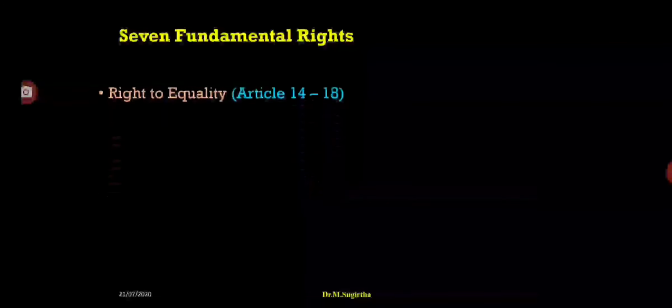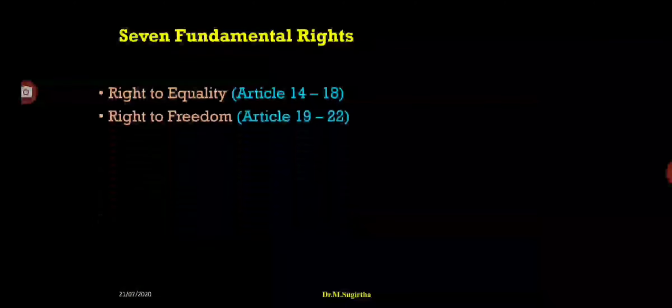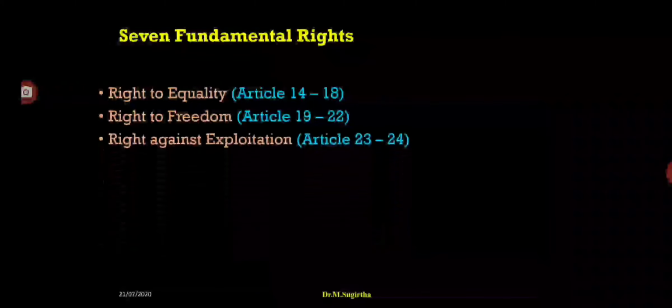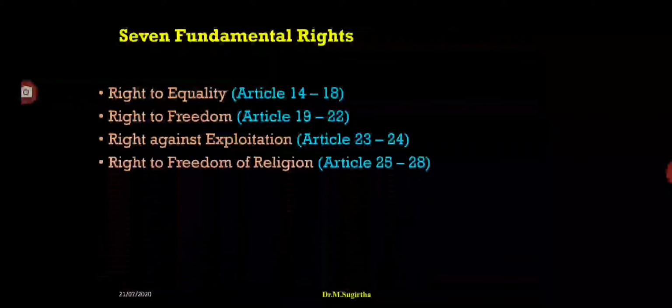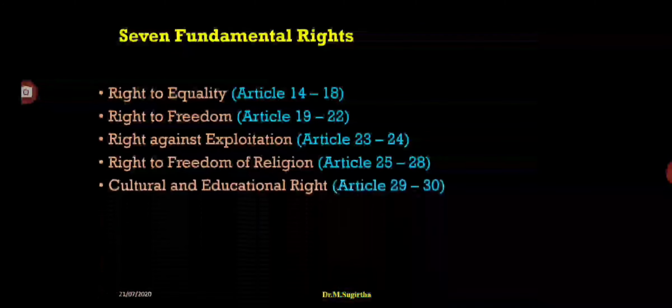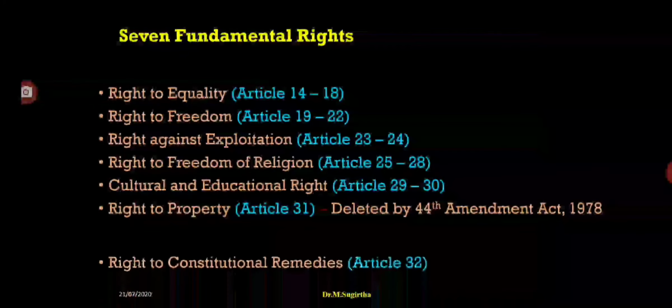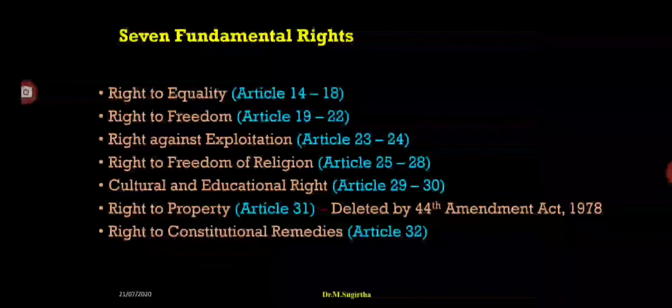Originally, the Constitution provided for 7 fundamental rights. They are these. First one, right to equality. Second one, right to freedom. Third one, right against exploitation. Fourth one, right to freedom of religion. Then cultural and educational rights. Right to property. Lastly, right to constitutional remedies.